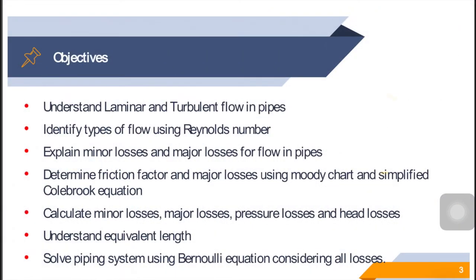In this chapter, the objectives are that first we are going to understand the concept of laminar flow and turbulent flow. Basically, how the flow occurs in a pipe, either smooth or very irregular or haphazard. Irregular or haphazard flow is called turbulent flow, and a smooth flow along a streamline is laminar. And how do we differentiate these flows? We differentiate them by Reynolds number, so we are going to learn the concepts of Reynolds number.